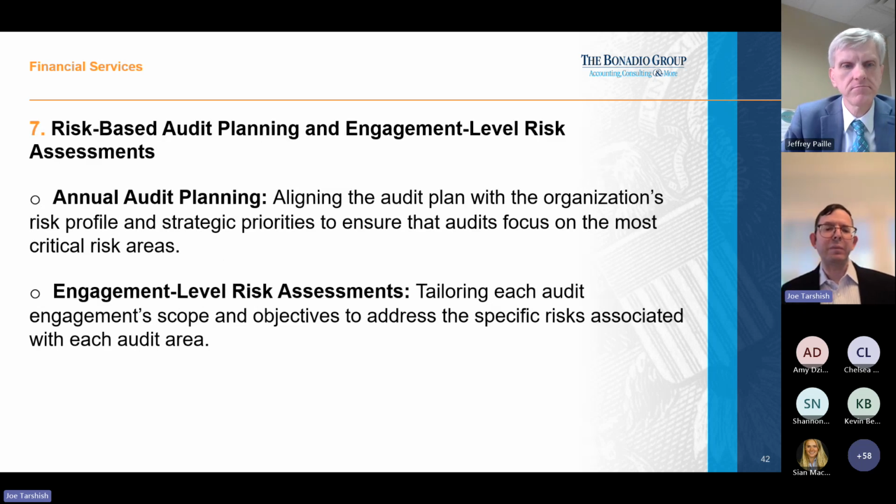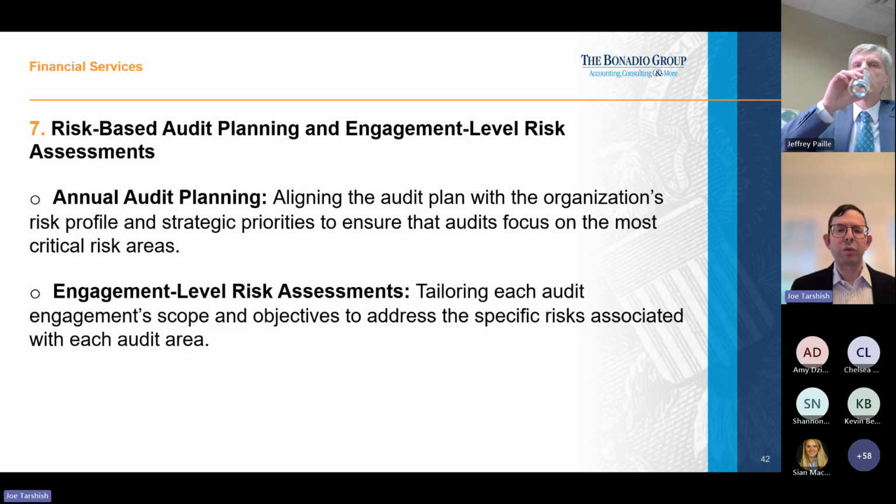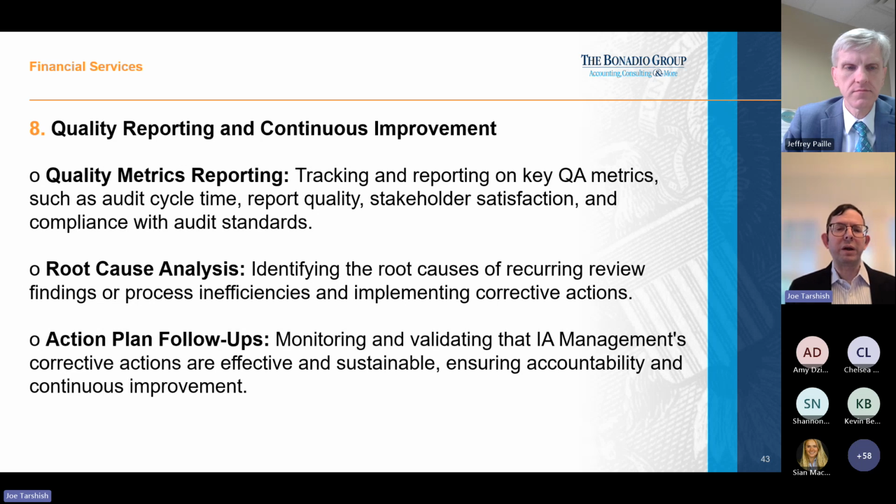Risk-based audit planning and engagement level risk assessment. So in terms of your annual audit planning or ongoing audit planning, aligning the audit plan with the organization's risk profile and strategic priorities to ensure that audits focus on the most critical risk areas. And then at an audit engagement level, tailoring each audit's scope and objectives to address the specific risks associated with each audit area. And that's supported, of course, by methodology, by ongoing QA and auditors executing according to enhanced standards.